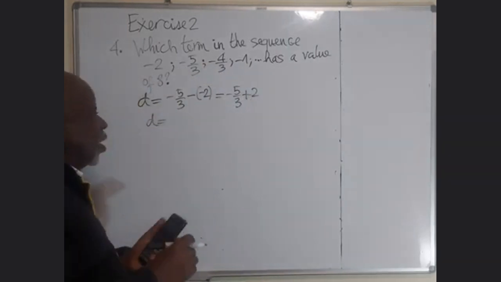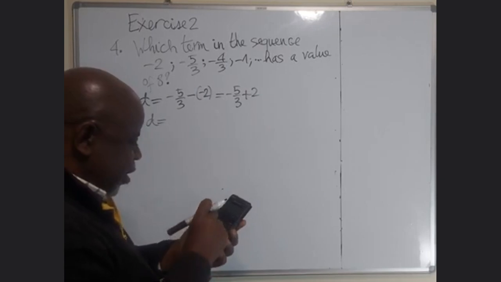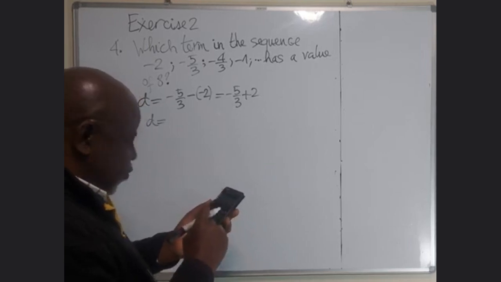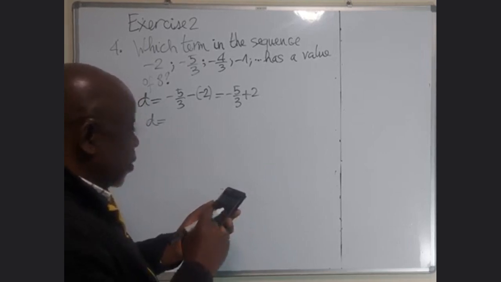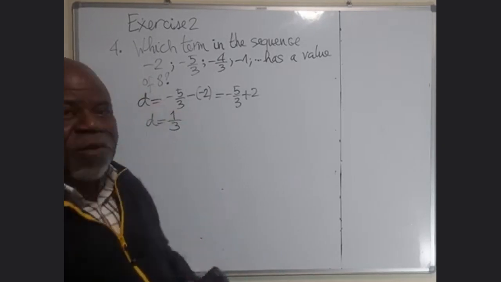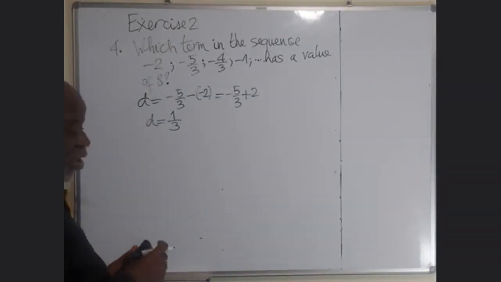D will be equal, then we're using our calculator. Negative 5 over 3 plus 2. We're getting 1 over 3. This is our common difference. Now we need to get our general Tn.